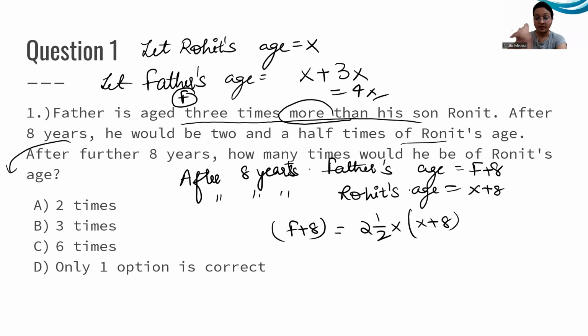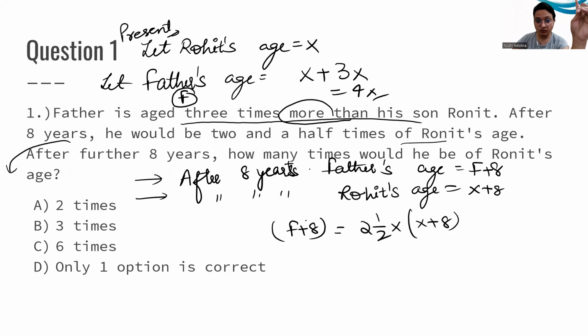Very important. Here, students can make the mistake. If they don't realize that after 8 years their age will be this much, they use their present age. Very important. Students can make this mistake. Most of the students make these kinds of mistakes. Now let's solve this.